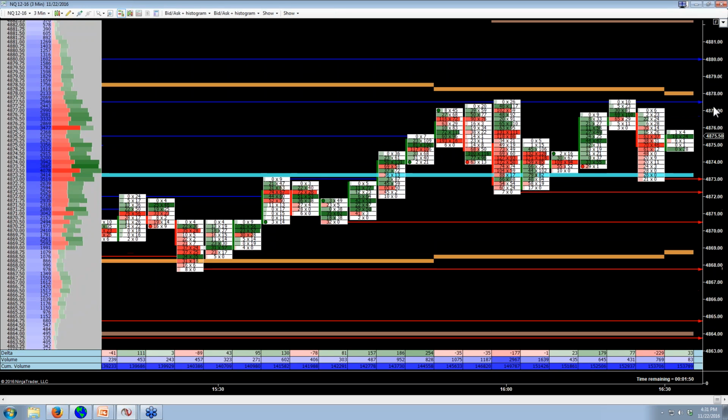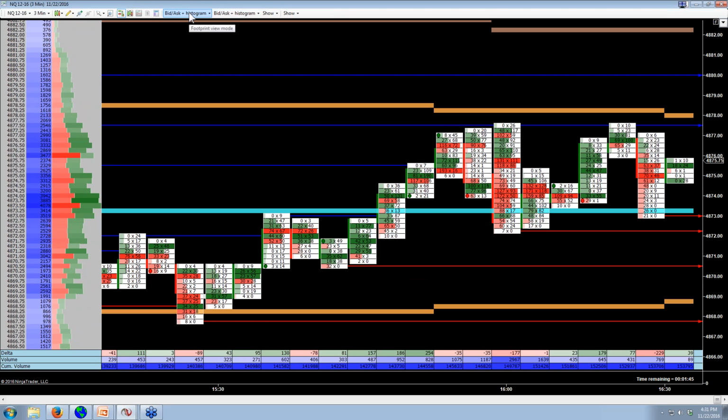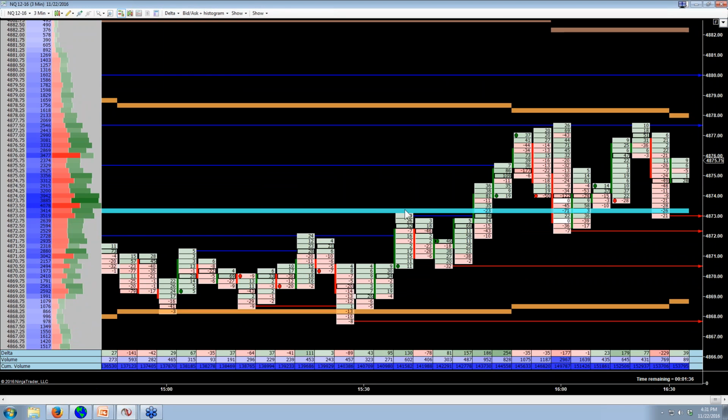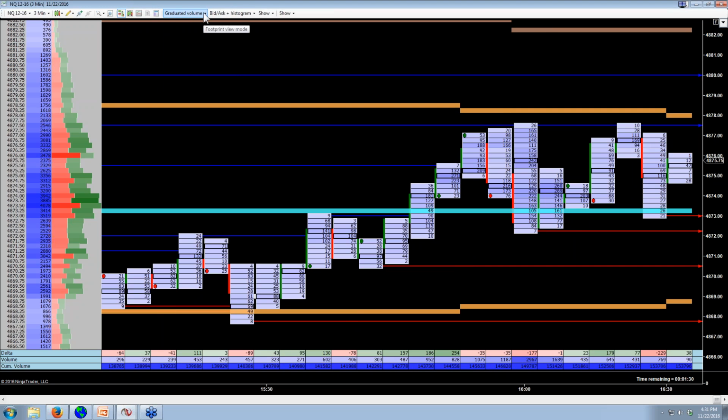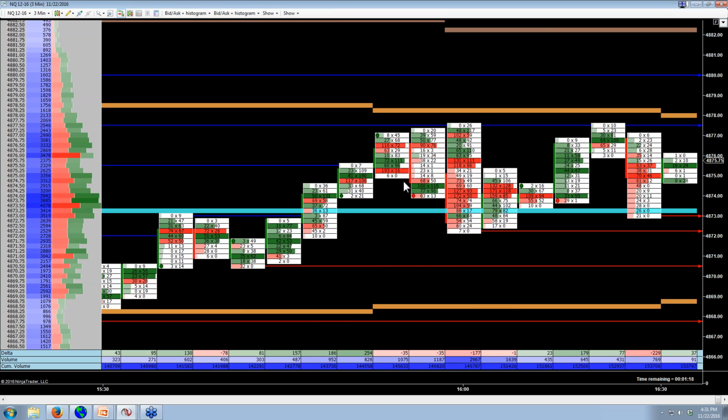So looking here, I can choose, like I said, bid ask histogram. You can choose bid ask if you prefer. You can choose delta, so it's just telling you the delta at each price level. You can use graduated volume. You can use delta colored volume. You can use just volume histogram. And for me, that's what I like.